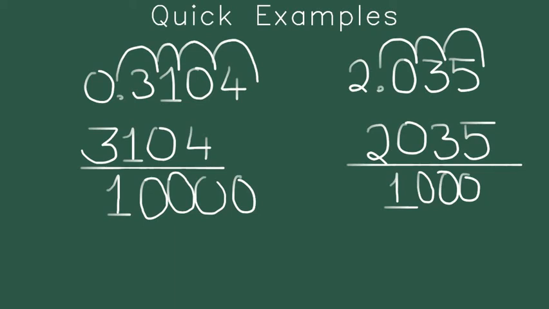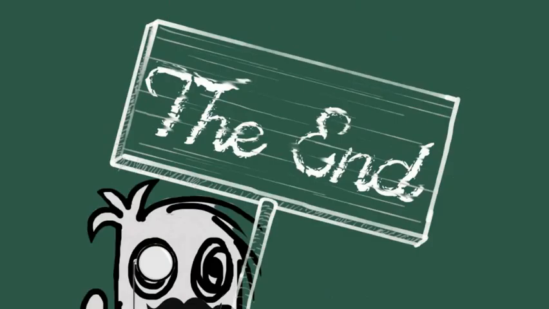So we have 10,000 because we have 4 zeros, right? We have to make the decimal point jump 4 times, right? So that is why we have 4 zeros in the bottom on the left hand side. And these decimal numbers have been converted into fractions, okay? So that is all there is to conversions, and I really hope you learned something.